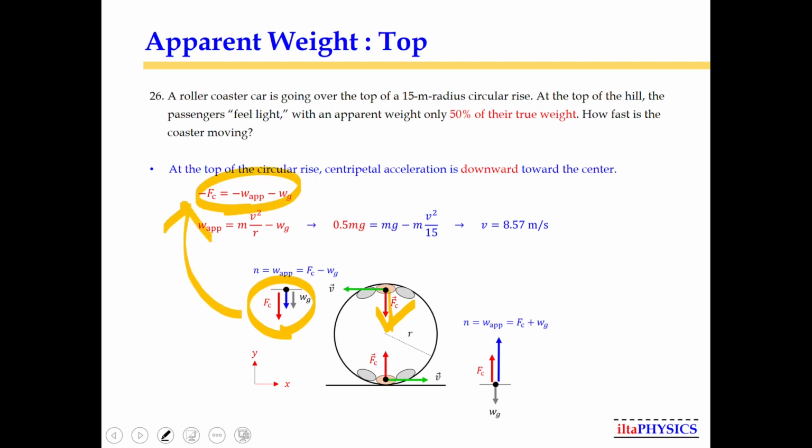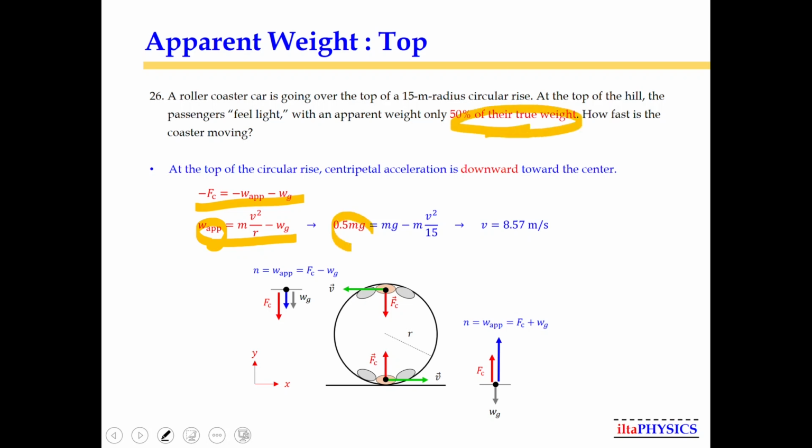Again, we use the version with velocity and plug in the given values. Since the rider feels 50% lighter, the apparent weight is 0.5 times mass times gravity. This value equals the centripetal force minus the actual weight. Calculating this, we find the speed at the top is 8.57 meters per second. This is a very typical type of apparent weight problem.